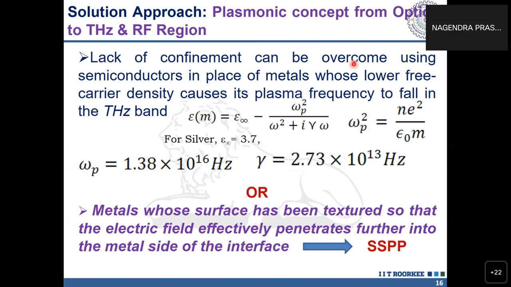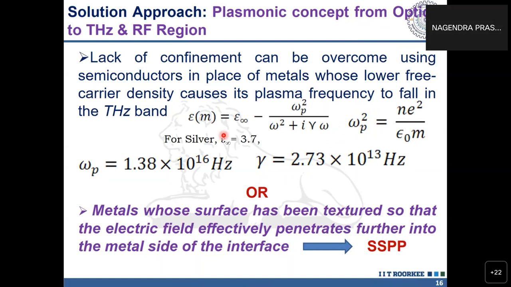But in semiconductors, you can play with this omega p, because omega p is a function of n, and n can be controlled in semiconductor processes. So it means omega p can be varied, so it can be brought down to a desired frequency. So with this, you can use this concept even at the terahertz region.